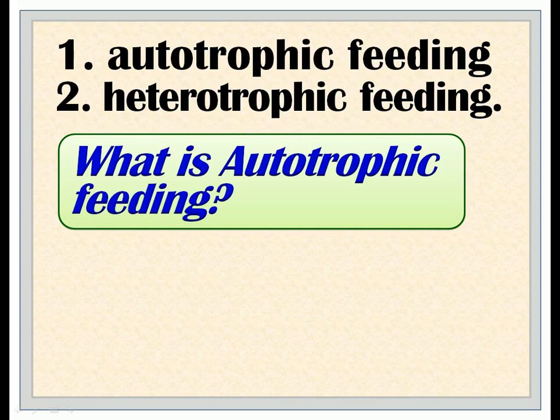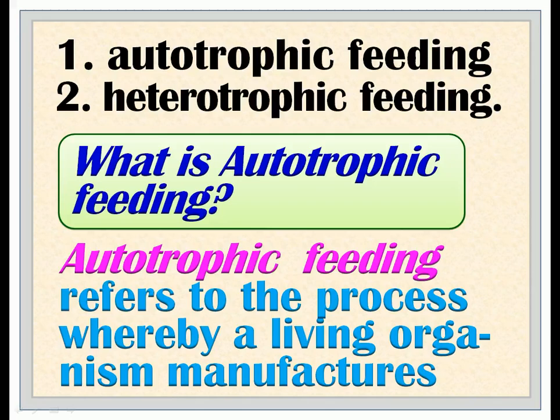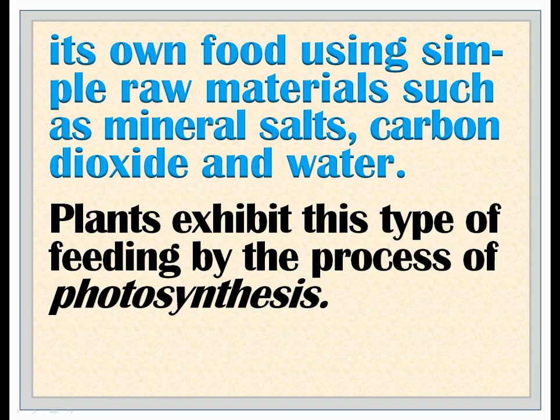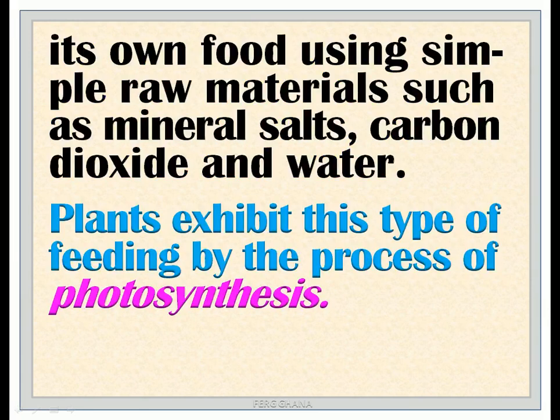What is autotrophic feeding? Autotrophic feeding refers to the process whereby a living organism manufactures its own food, using simple raw materials such as mineral salts, carbon dioxide and water. Plants exhibit this type of feeding by the process of photosynthesis.